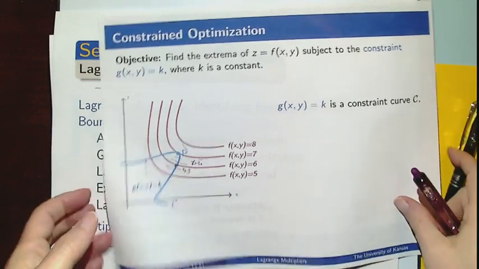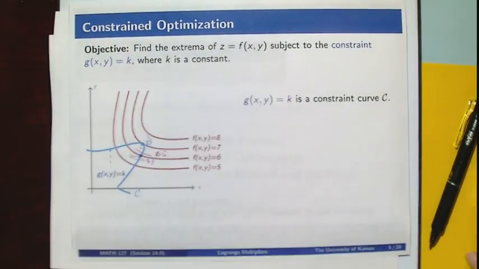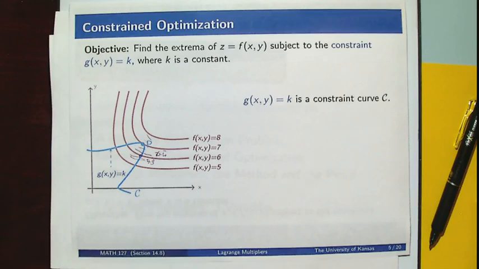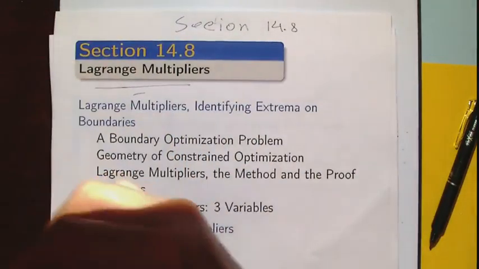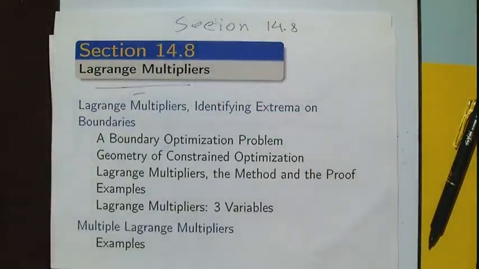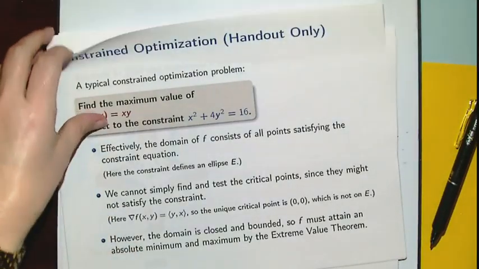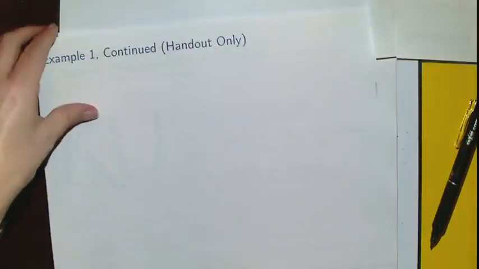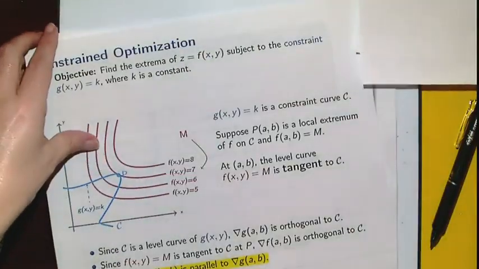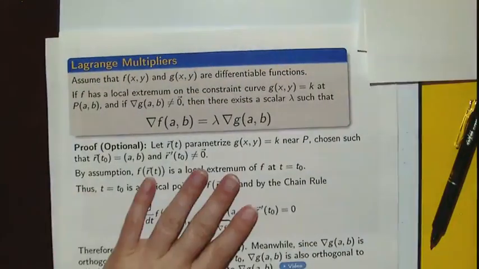The proof of it is also doable. The proof of it is on the next page. So the proof of it is also on the next page, and it talks about, there we go, I'm on the wrong page. These are the handout only material. And the proof is right here.